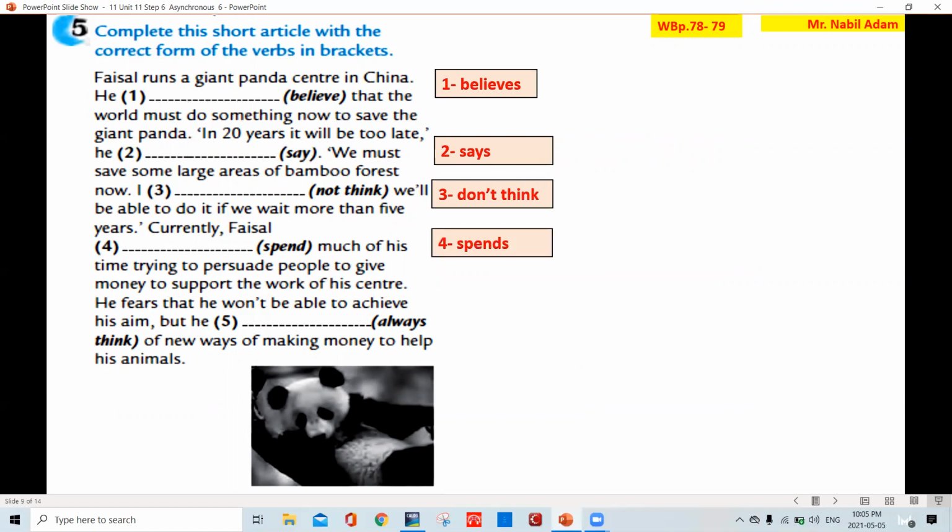Spends. So the word currently is the same as nowadays, the same as every day, usually present simple. We add s to the verb after a singular pronoun. Faisal fears that he won't be able to achieve his aim, but he always thinks of new ways of making money to help his animals. So we add s. He always thinks. After he, she, it.